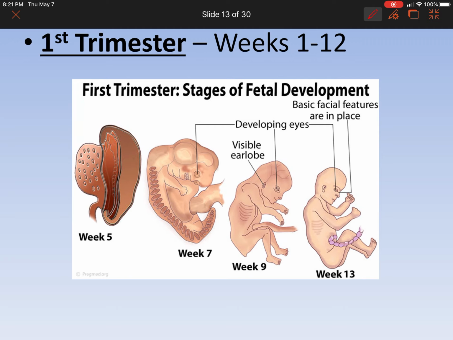So stages of fetal development here. So as you can see, by the end of the first trimester, it's looking a little more human-like at the end here. And at this point, basic facial features are in place. One thing to note, which I always think is kind of interesting, is your eyes actually start out at the side of your head. This picture doesn't show it that well. But then as you develop, your eyes move forward. Yeah, so it's very interesting.